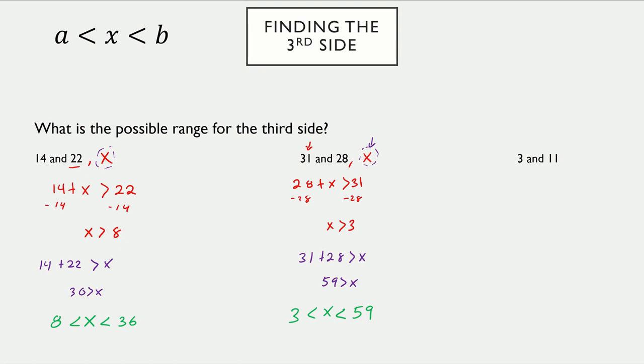And so if we follow this pattern here, the pattern turns out to be that to get my lower value, I simply take the difference between the two values that it's giving me, the two sides, right? So to get this bottom value, or this bottom range, we take the difference.